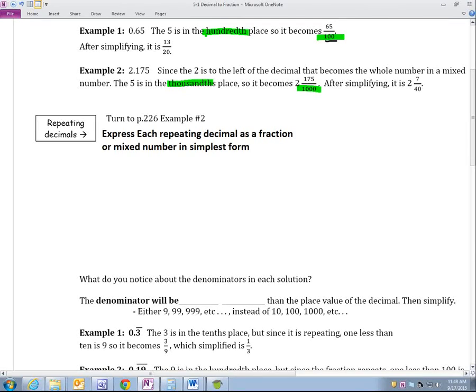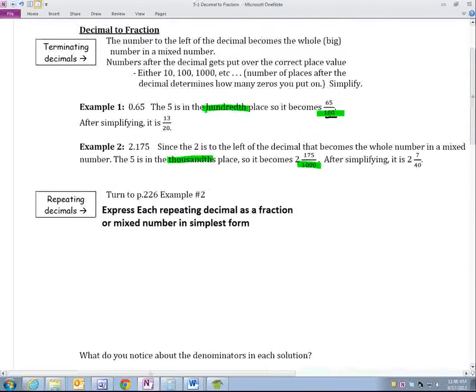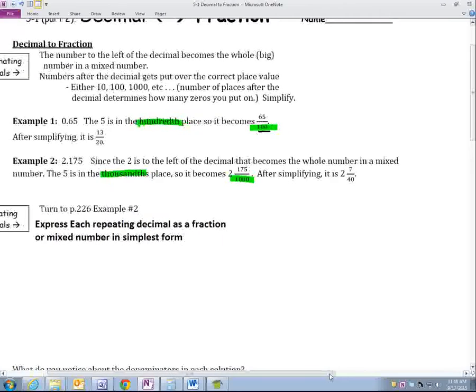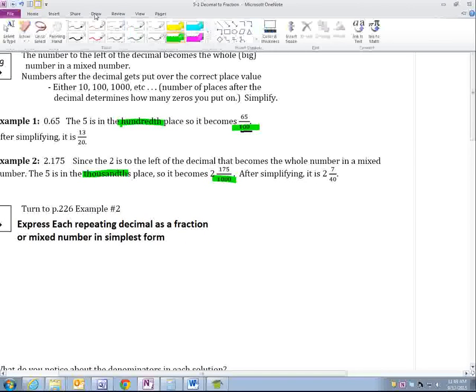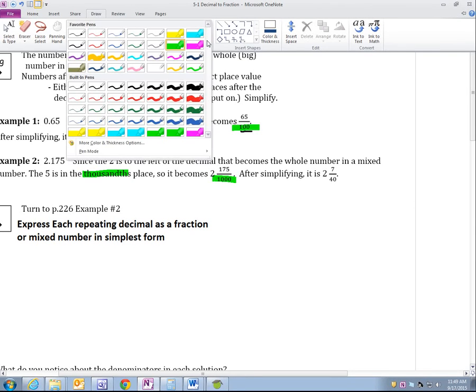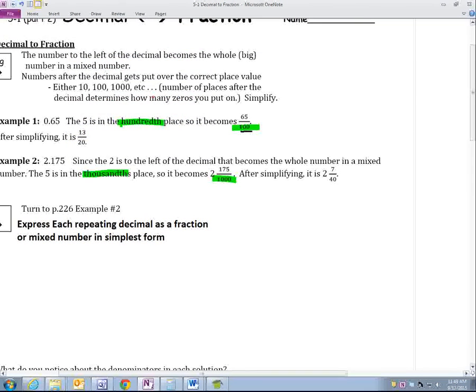Now I'm going to show you how to reduce again as a review. See how we had to reduce 175 over 1,000 to 7 fortieths? I want to remind you how to do that through upside down division or the ladder method. I have 175 and 1,000. I need to reduce this.